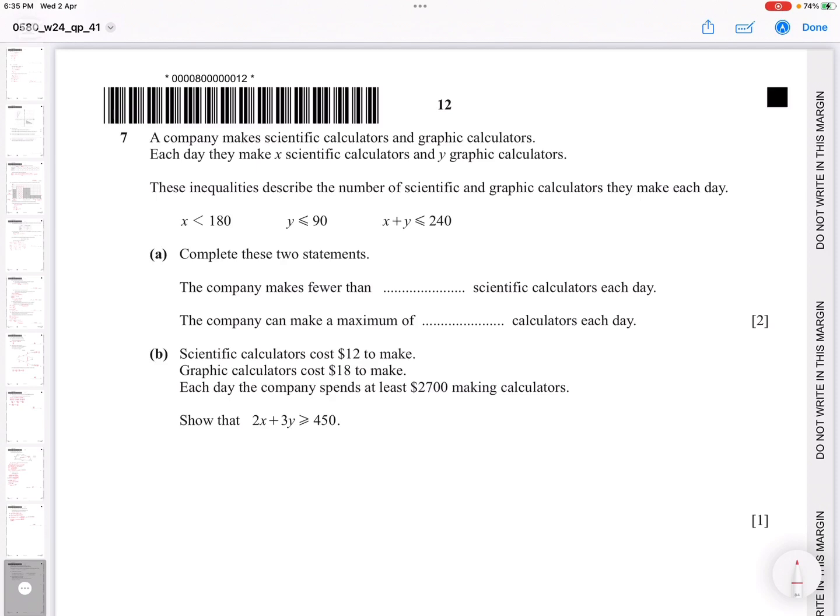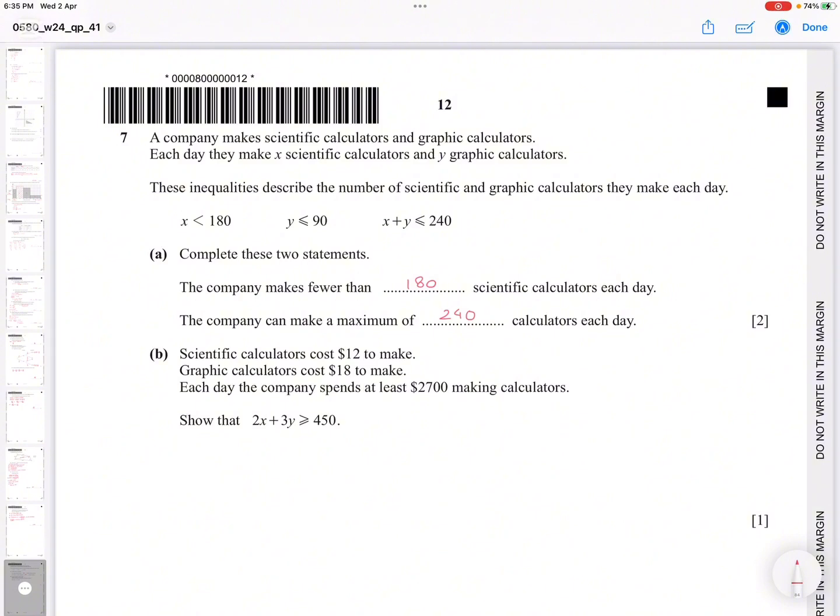So fewer than 180 scientific calculators, because x was less than 180. So fewer than 180 scientific calculators each day. Second, the company can make a maximum of dash calculators each day. Maximum means x plus y is less than or equal to 240, meaning the scientific and the graphic together can go up to a maximum of 240. So you write 240 here.